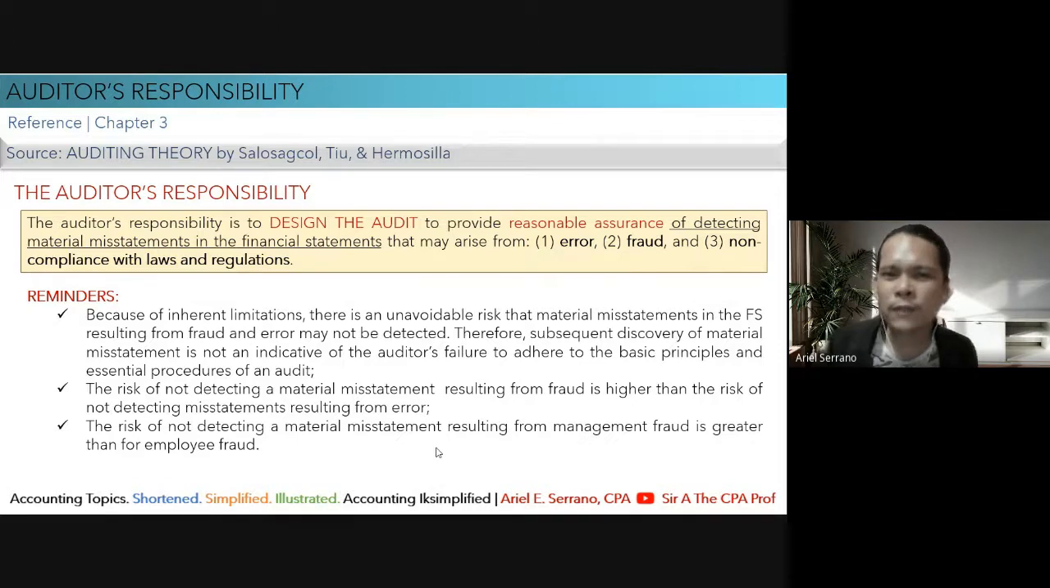Kasi pag management fraud, they can circumvent the controls that are in place. Pwede nila yung i-override. Ito yung tinatawag natin na management override of control. As compared pag employee fraud, ng mga misappropriation of assets, na ikaw pala ay employee ni 7-Eleven or ni Family Mart, nagnakaw ka ng isang candy, isang sneaker. That is already an employee fraud, no? Pag management fraud, hindi lamang po yung management, may mga collusions involved yan.